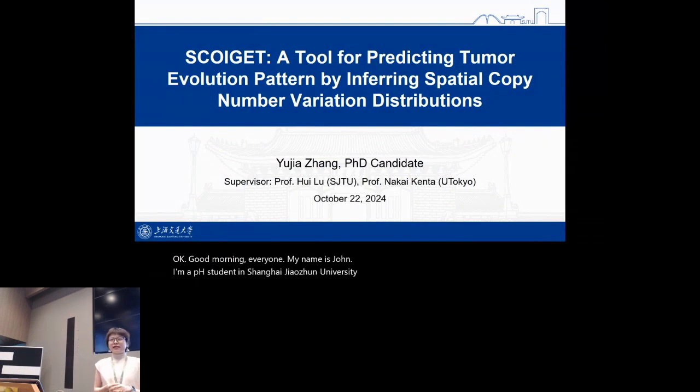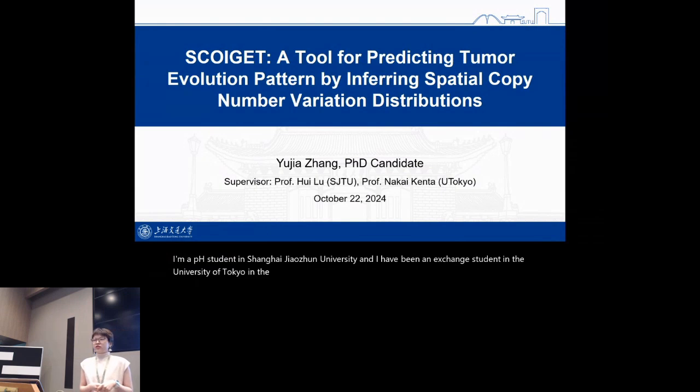And I have been an exchange student at the University of Tokyo for the past 1 year. So today, I'm excited to present what I have done in the past 1 year in Nakai Senses Lab. That is a tool for predicting tumor evolution patterns by inferring spatial copy number variation distributions.